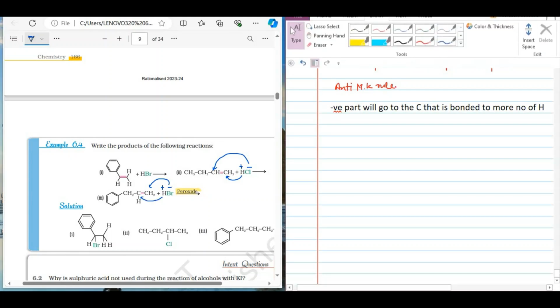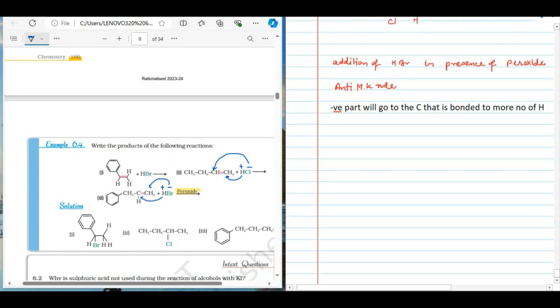So let's write down the product of this reaction. The product of this reaction will be benzene bonded to CH2 single bond CH single bond CH2. So according to the anti-Markovnikov rule, H will go to the second carbon and Br will get attached to the first carbon.